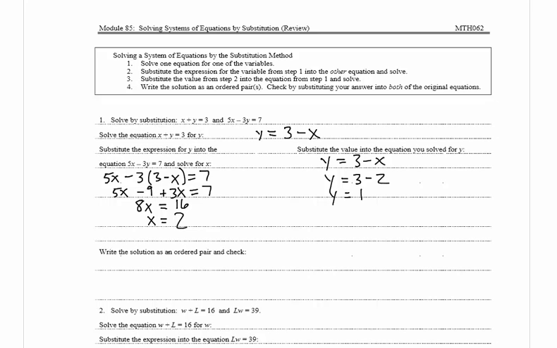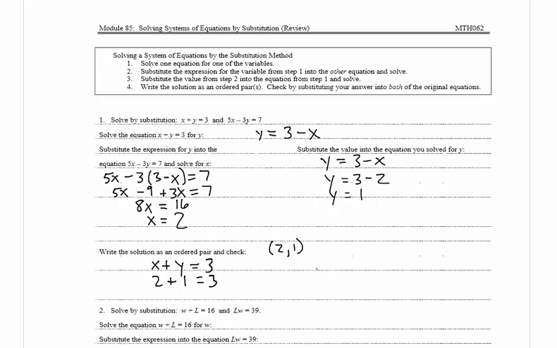So we want to write the solution as an ordered pair and check. So our ordered pair is (2, 1). And now we want to check. So we have x plus y is equal to 3. So x is 2, plus y is 1, and 2 plus 1 does equal 3.